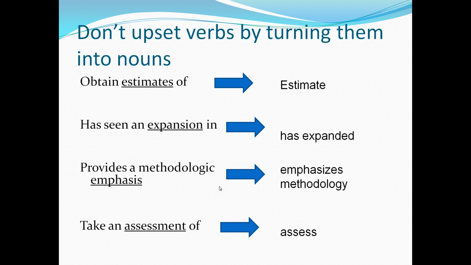Don't upset verbs by turning them into nouns. Remember, verbs hate this. Obtain estimates of: just simply say estimate. Has seen an expansion in: how about just has expanded? Provides a methodologic emphasis: how about just emphasizes methodology? Or take an assessment of: assess. And you'll notice that we've got 2 verbs together. So we've changed our verb estimate into a noun because we have a verb in front of it. Just say the researcher estimated instead of the researcher obtained estimates of. Okay.